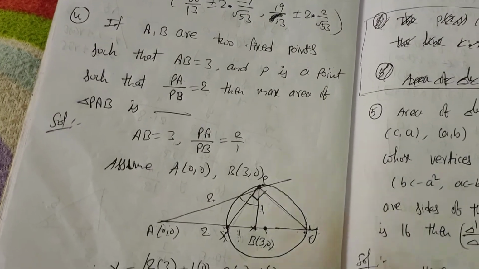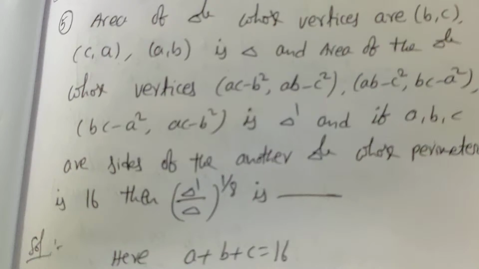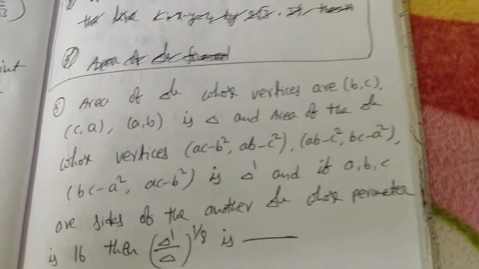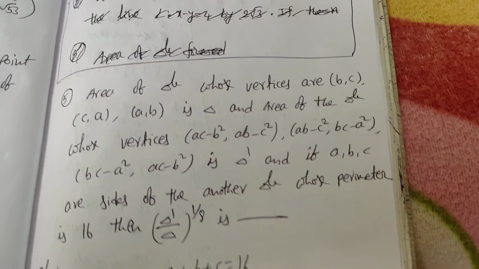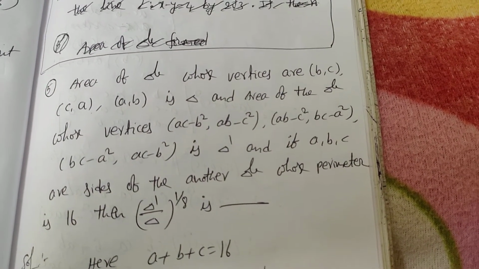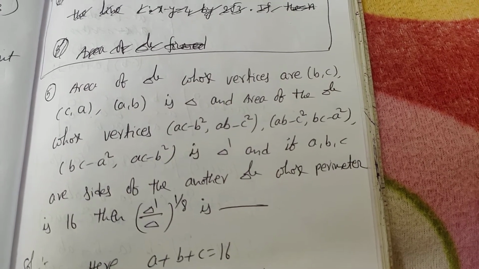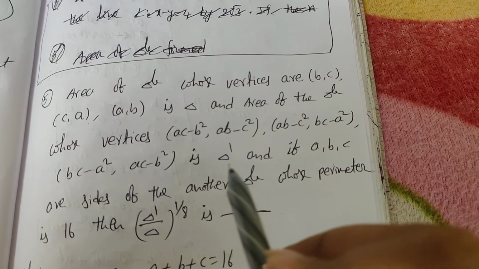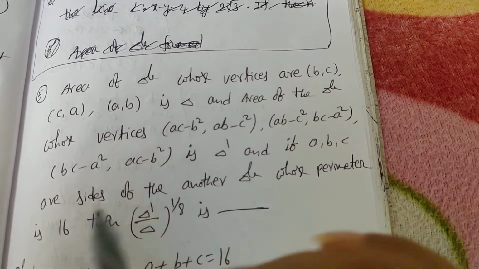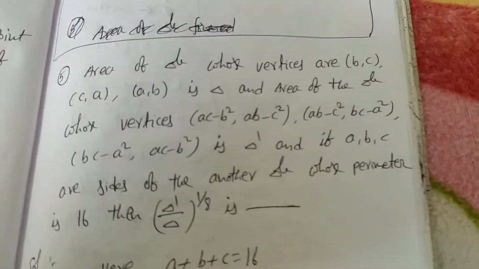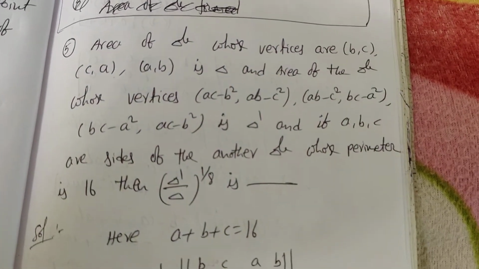So, a very conceptual question. Next question: the area of the triangle whose vertices are (b, c), (c, a), (a, b) is delta, and the area of the triangle whose vertices are (ac minus b square, ab minus c square), (ab minus c square, bc minus a square), (bc minus a square, ac minus b square) is delta dash. If a, b, c are sides of another triangle whose perimeter is 16, then (delta dash by delta) power 1 by 8 is?